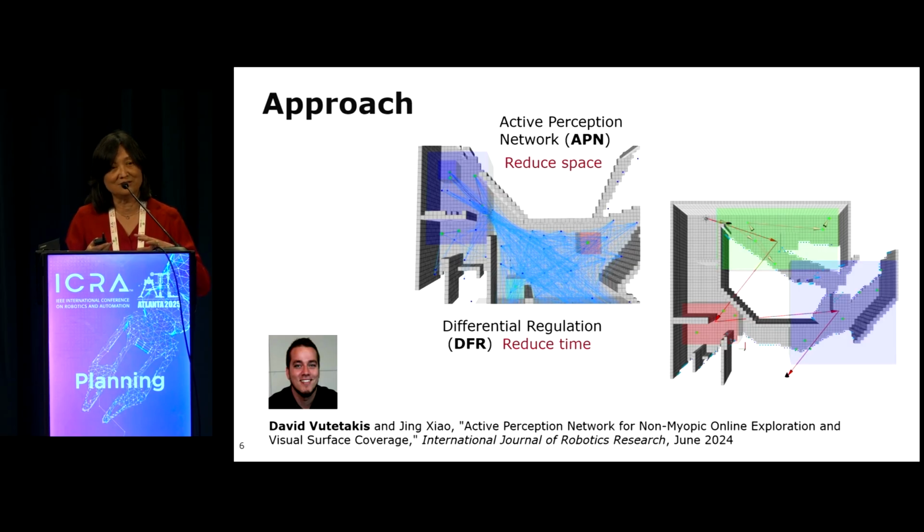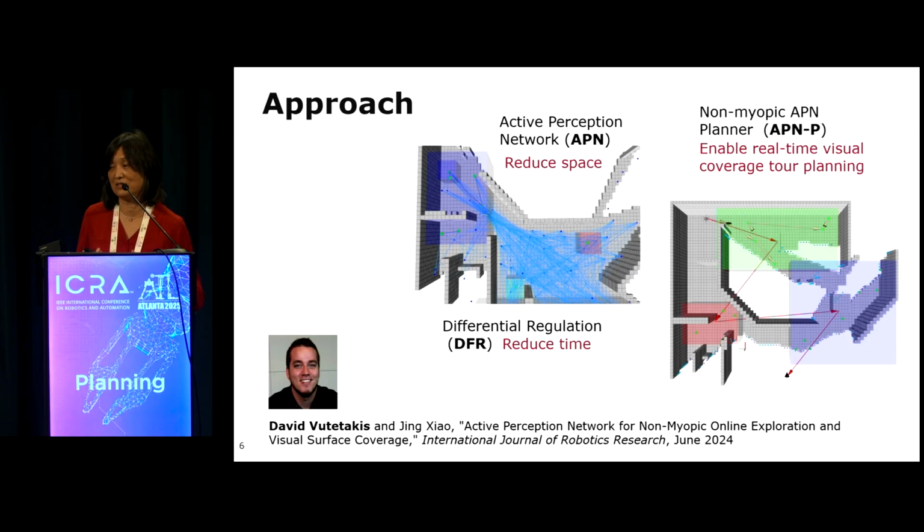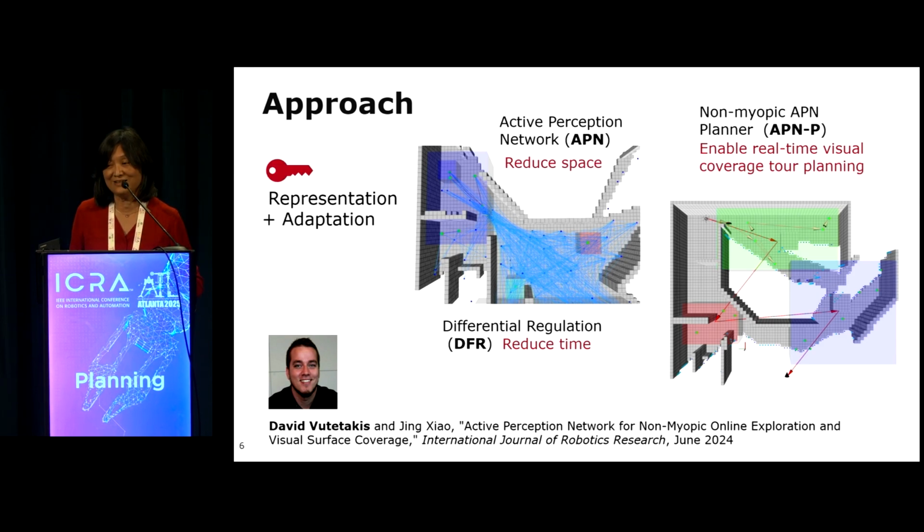As the robot explores the environment, the APN needs to be grown, but at the same time pruned. So the nodes and the connections that are redundant need to be pruned to make it efficient. And with that, we are able to use any graph-based planner for tour planning, like traveling salesperson planning, and all in real time at the same time for efficient coverage of large structures. So the key here is representation, and adaptation of the planning to the found information.